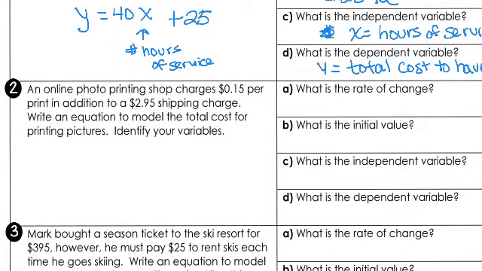An online photo printing shop charges 15 cents per print in addition to a $2.95 shipping charge. Okay, so let's take a look. Again, Y, whatever my total cost is going to be, is equal to whatever my rate is times X plus my initial fee. So these are the two things we're looking for. What's the rate, and what is my starting amount?